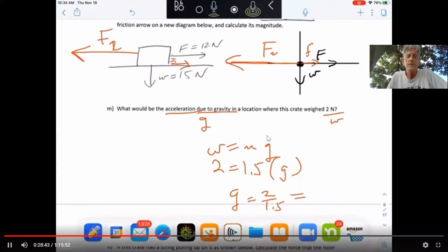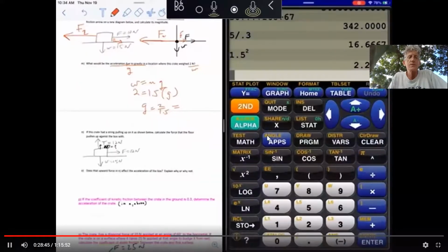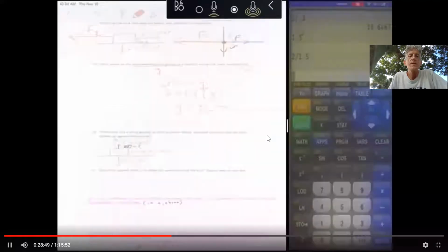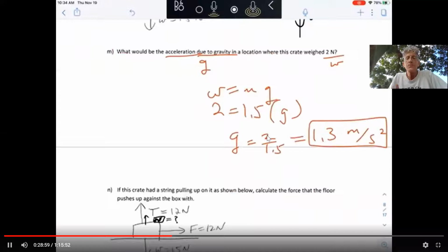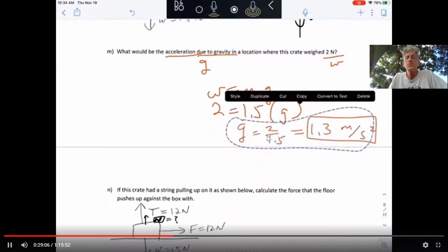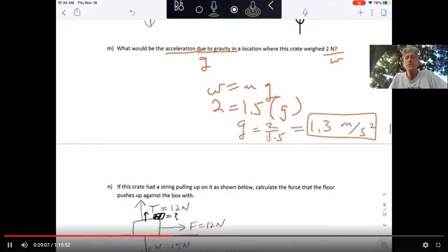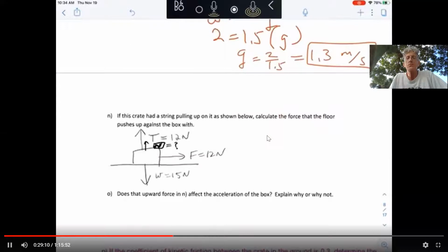Okay, anyway, I'm just solving for the weight there. It's the acceleration of gravity. If it weighed 2 newtons, that's the weight. I'm using the same mass. The mass never changes wherever you are. If you haven't lost or gained atoms, your mass does not change, but your gravitational pull would change. So on this planet, the acceleration due to gravity would be 1.3 meters per second squared.